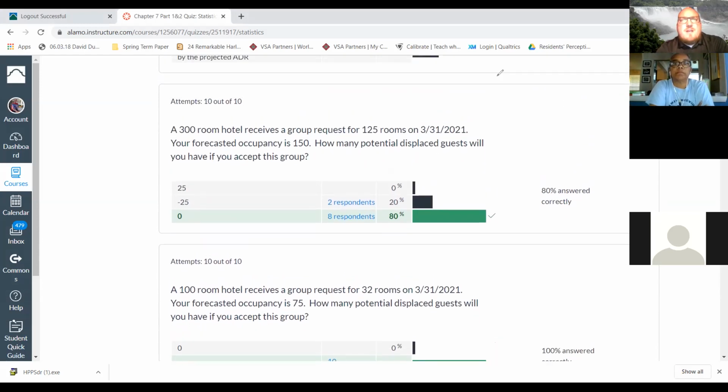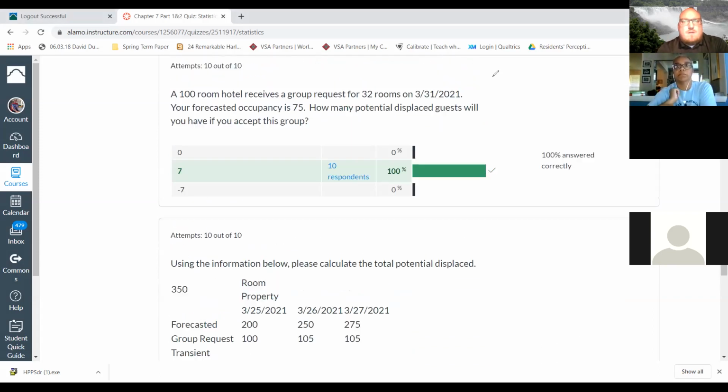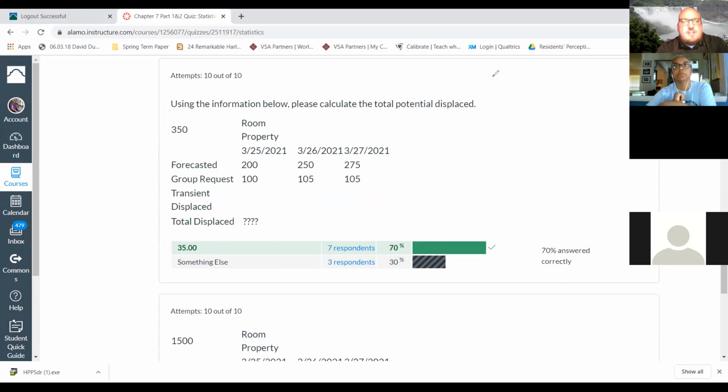This next one, the question is asking, how many potential displaced guests will you have if you accept this group? Remember, if there's ever a negative number, that negative number becomes an imaginary zero, okay? And so because of that, we won't have any potential guests displaced. Even though the number comes out negative 25, the answer would still be 0, not negative 25. 100% on that one, good.